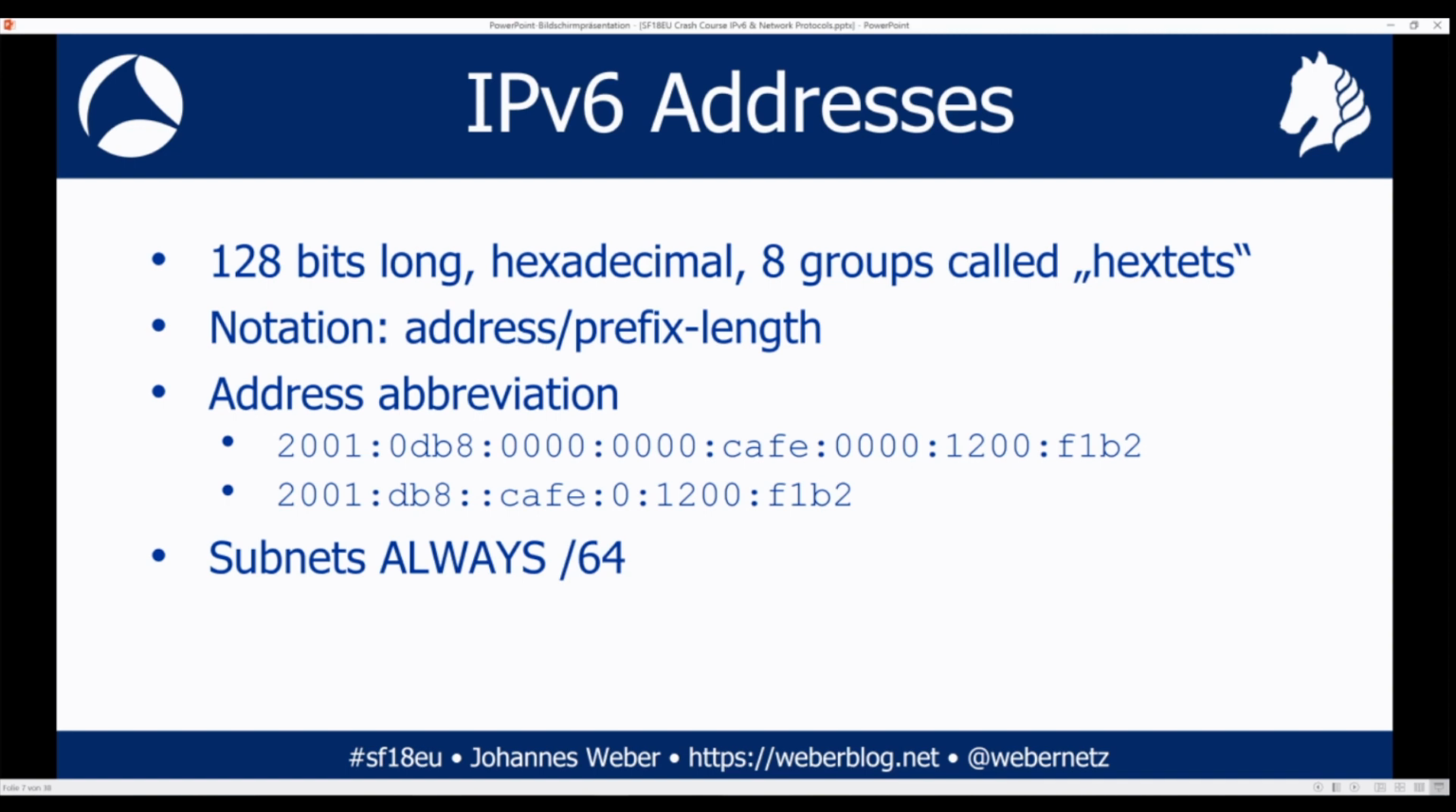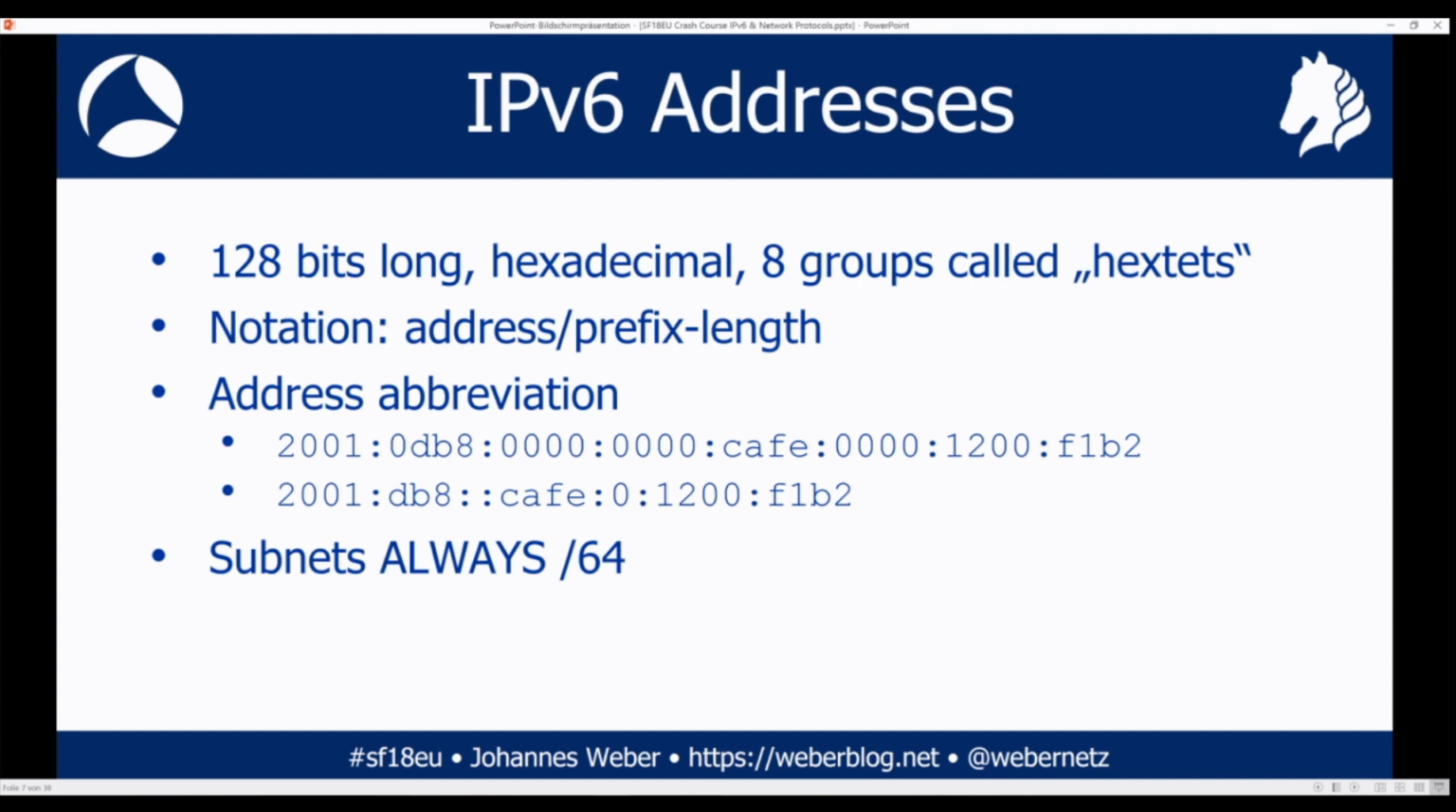So this abbreviation really shortens the address. And which is also new, subnets are always /64. So you have this 128-bit address. Exactly the first half, the first 64 bits, are the network prefix. And the second part, the second 64 bits, are the host identifier, the interface identifier, IID.